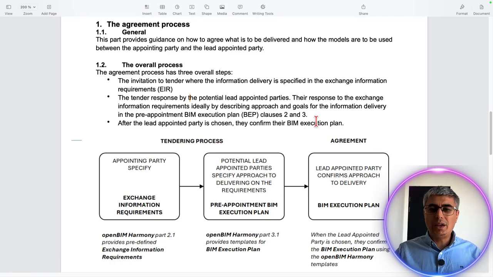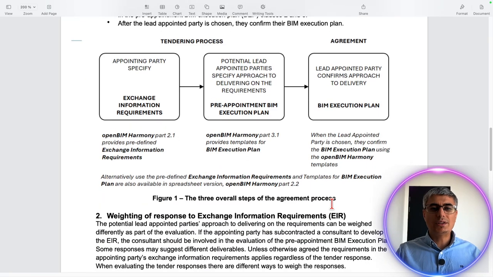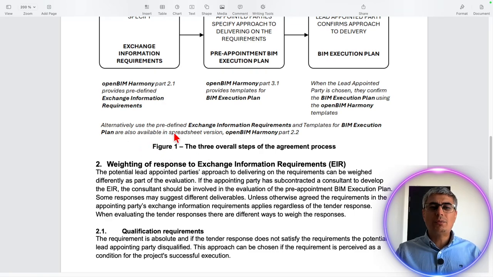And then we are in the agreement phase, where the lead appointed party confirms approach to delivery using the BIM execution plan. For this one we see that openBIM Harmony Part 3.1, which is the last one, the one that I'm going to cover next, provides templates for BIM execution plan. When the lead appointed party is chosen, they confirm the BIM execution plan using the openBIM Harmony templates. Quite simple, right? Alternatively, the predefined exchange information requirements and templates for BIM execution plan are also available in spreadsheet version, openBIM Harmony Part 2.2.